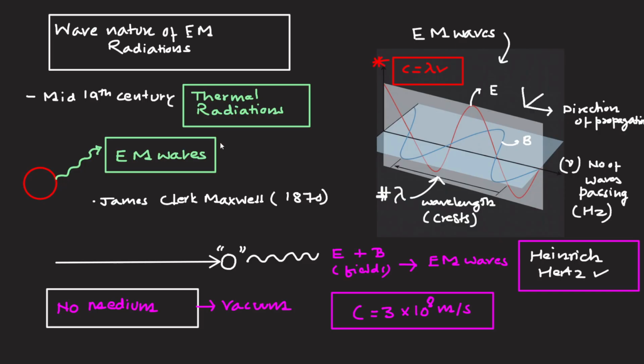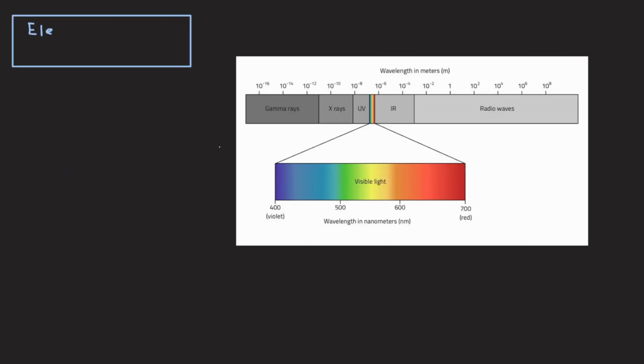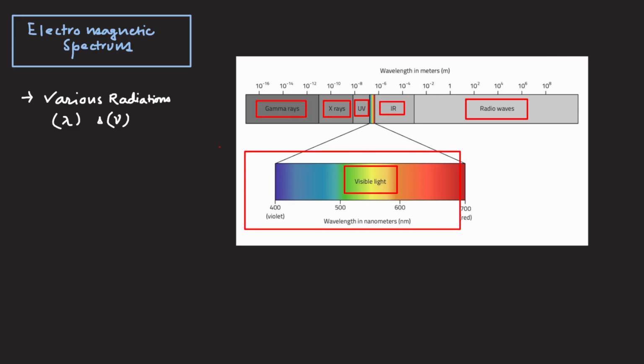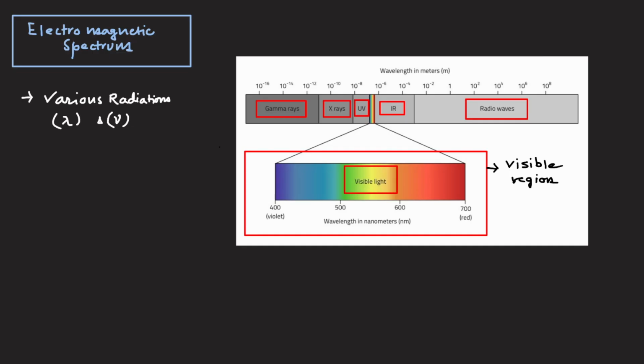Electromagnetic spectrum. The EM spectrum includes various radiations differing in lambda and nu, from radio waves, infrared, visible light, ultraviolet, to X-rays and gamma rays. Only the visible region is detectable by the human eye. Others need special instruments.